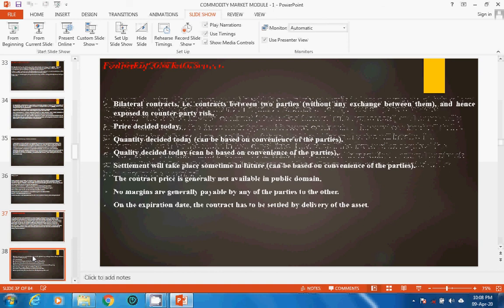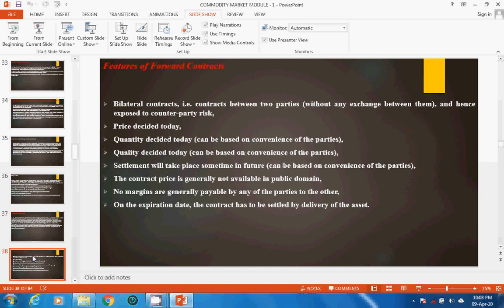Features of a forward contract. It is a bilateral contract between two parties. The price of the goods is decided today. The quantity of the goods is also fixed today. Quality is also decided today. Settlement will take place sometime in the future. The contract price is generally not available in the public domain, only between the two parties. That is why, as I told you, it is a bilateral contract. It is not available to the public.